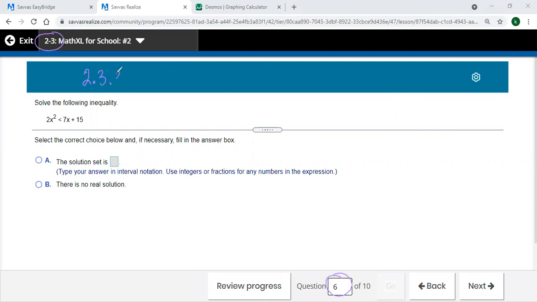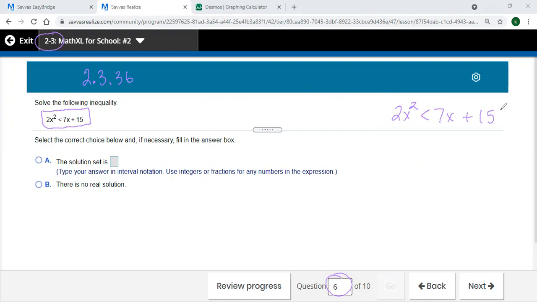So we are supposed to be figuring out when 2x squared is less than 7x plus 15. Well, one way to work this problem that I like, I haven't showed this, but it almost feels like cheating. But let me write it over here because I'm going to take you over to Desmos and let you solve it using the graphing program.